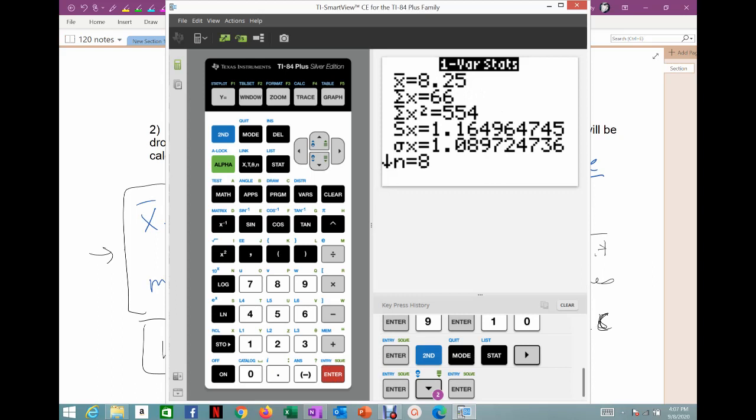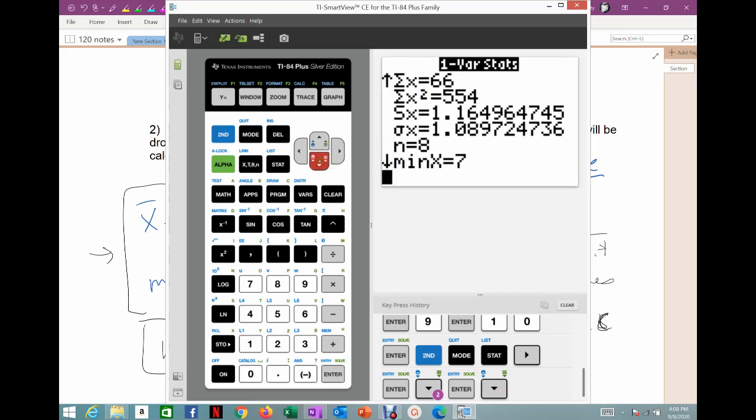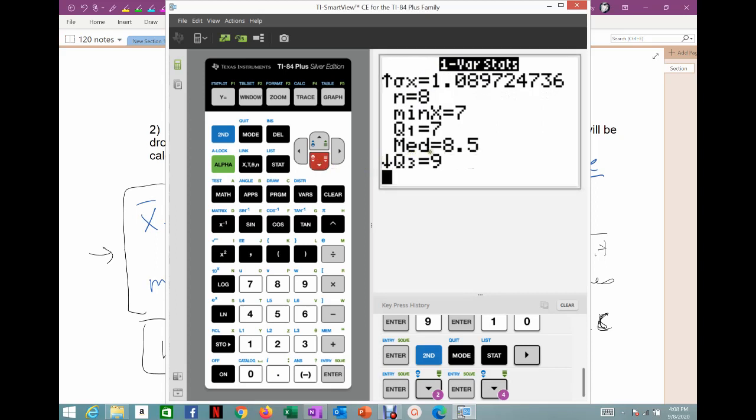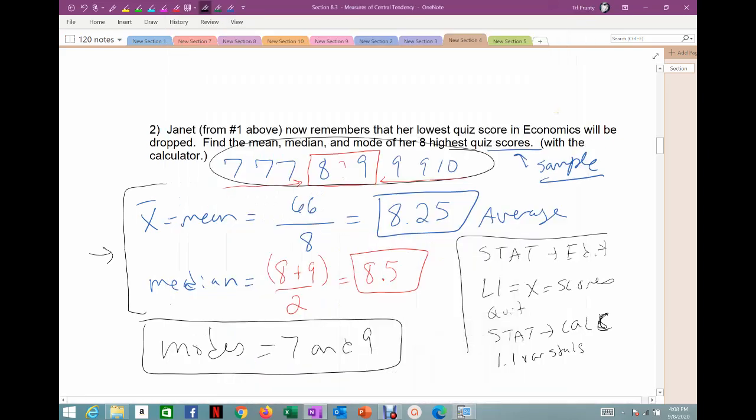And then it should pop up this information. The very first thing is your mean, 8.25, which is what I found by hand. And see this little arrow at the bottom of the page? It means there's more. That's how I'm going to find my median. You scroll down, and MED is your median, and there's my median, 8.5. So there's check my answers, and it checked those answers. Now it doesn't give mode, but mode is the one that occurs the most often.